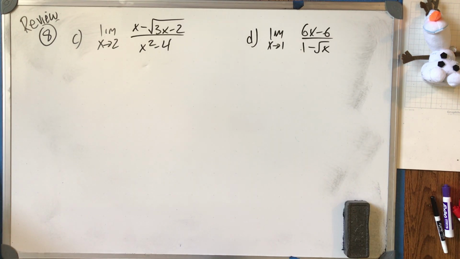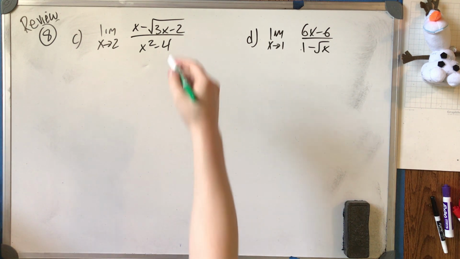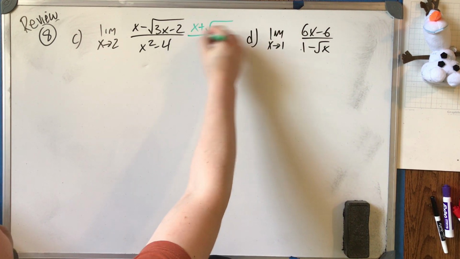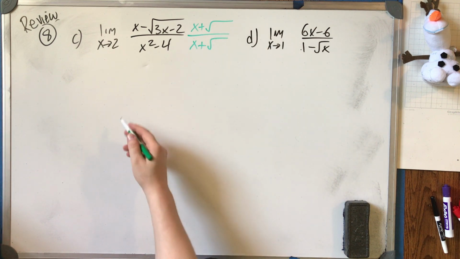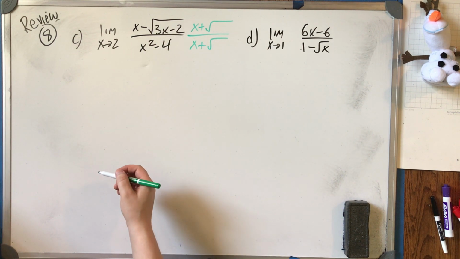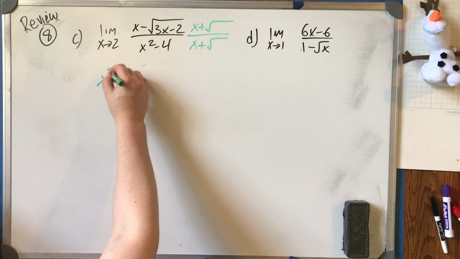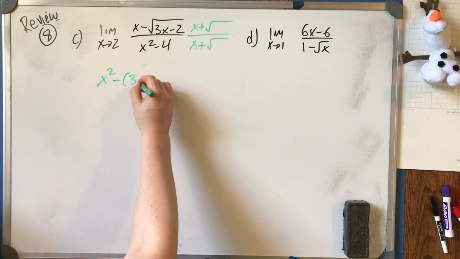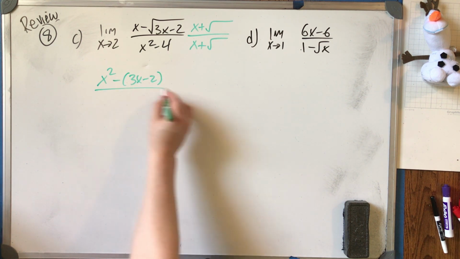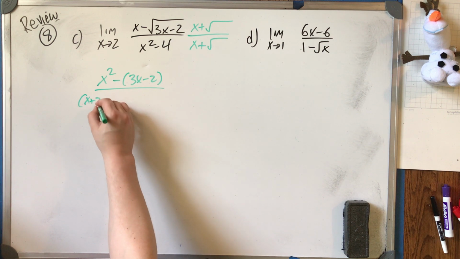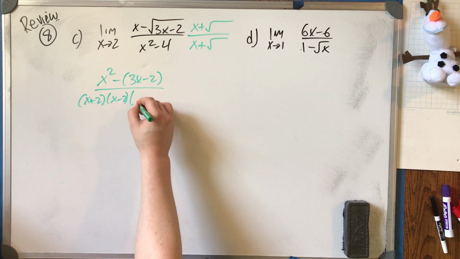All right, for C, tried direct substitution. It did not work, so I'm going to multiply top and bottom by the conjugate. So x plus the square root over x plus this giant square root. I will actually distribute up on top, so I'll get x squared minus a 3x minus 2. That's in parentheses. That's mildly important. And on bottom, I'll just fully factor this and leave it.